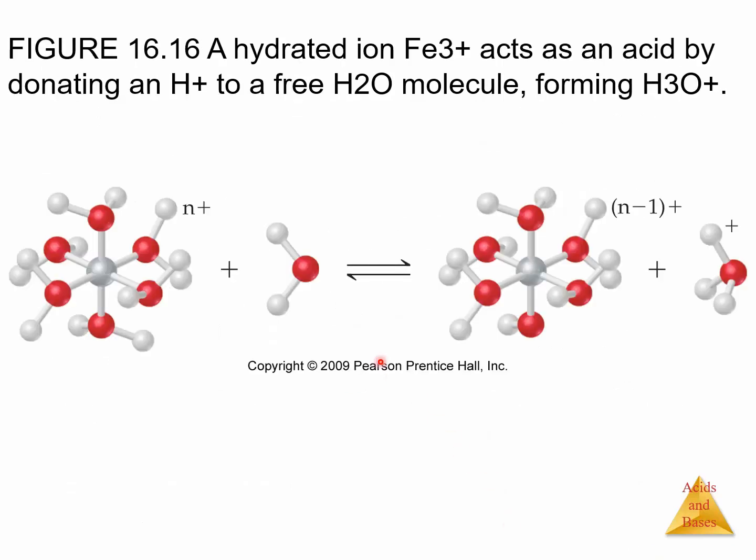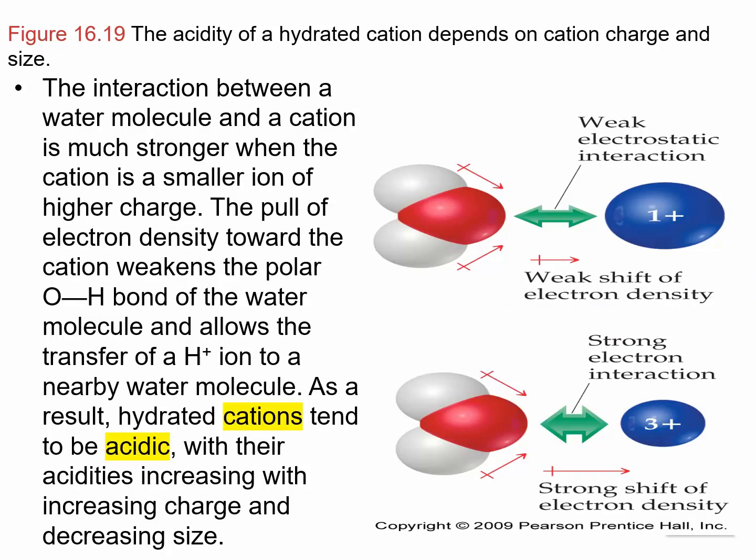Now, this figure shows us a hydrated ion Fe3+ acts as an acid by donating an H+ to a free water molecule, forming H3O+, as you can see here. And this figure here shows us the acidity of a hydrated cation depends on cation charge and size.